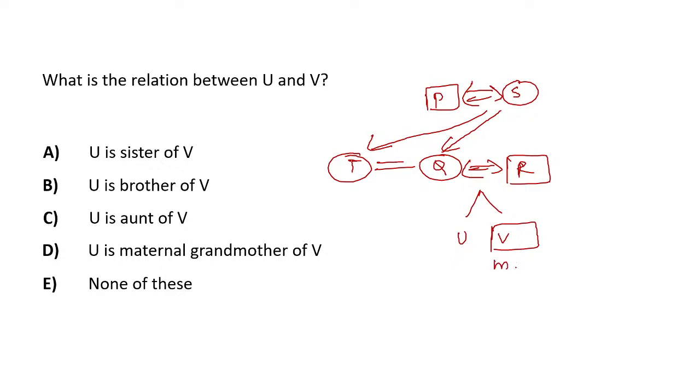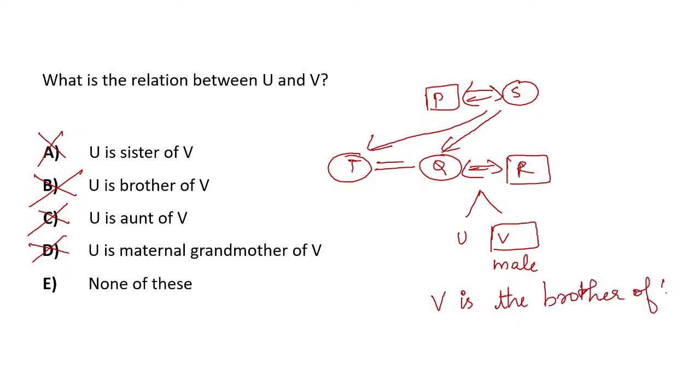And now we know that V's gender is male and U's gender is not mentioned here. Can we say that U is the sister of V? No, we can't say, because U's gender is not known. U is the brother of V? No, you can't say. U is the aunt of V? No, you can't say. And U is the maternal grandmother of V? You can't say. The actual conclusion that you can make out of this is V is the brother of U. As we don't have this condition in any of the options, the answer is none of these.